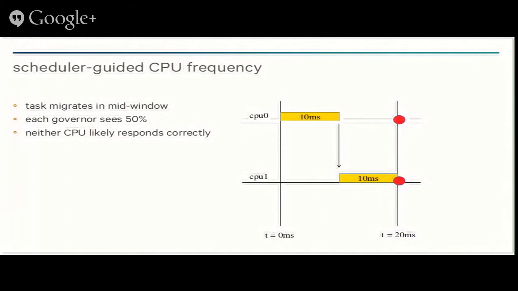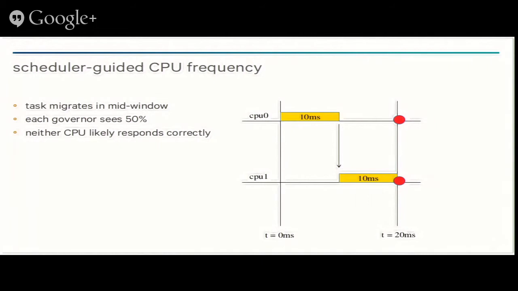One is when a task migrates in the middle of a window. So what is this diagram? This is, say, the 20 millisecond window that interactive or ondemand is operating on. These red dots are when the governor is running at the end of the window on that CPU to evaluate the frequency based on the load that it's seen. In this situation, we had a task A, which ran on CPU 0 for 10 milliseconds, and then in the middle of the window it moved to CPU 1.